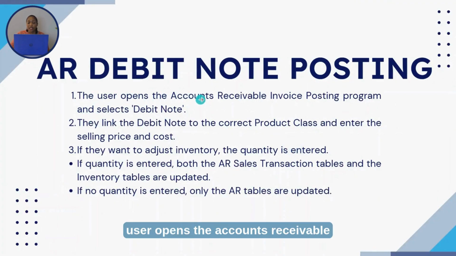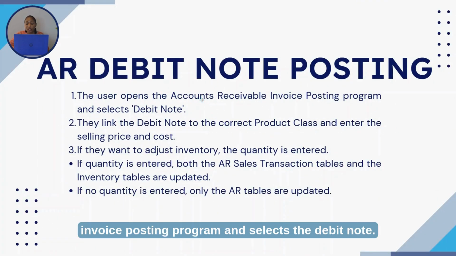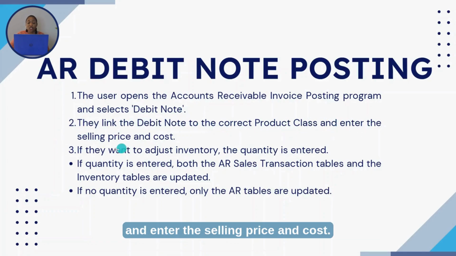The user opens the Accounts Receivable Invoice Posting program and selects Debit Note. They link the debit note to the correct product class and enter the selling price and cost. If they want to adjust inventory, the quantity is entered. If the quantity is entered, both the AR sales transaction tables and the inventory tables will be updated. If there is no quantity entered, only the AR tables are updated.